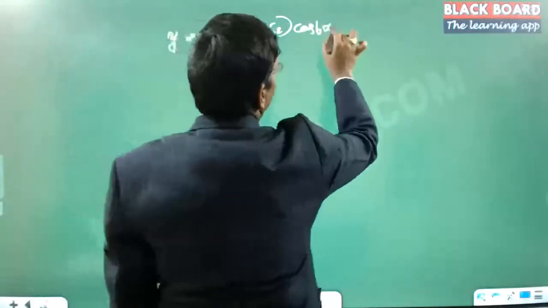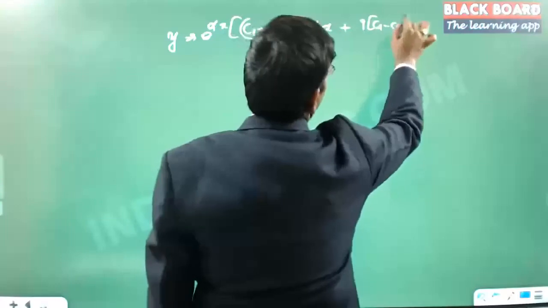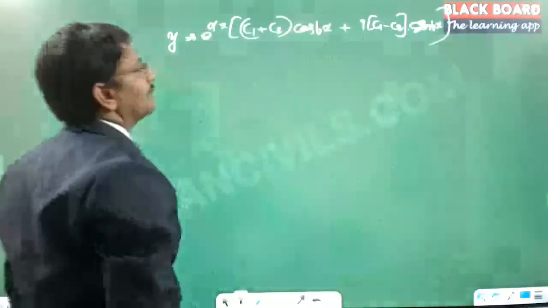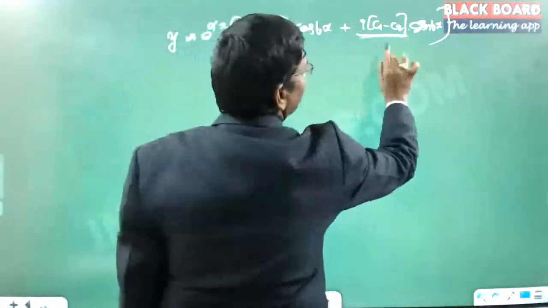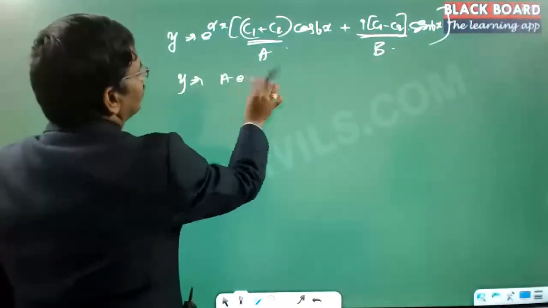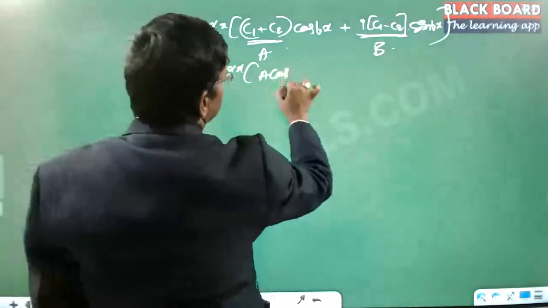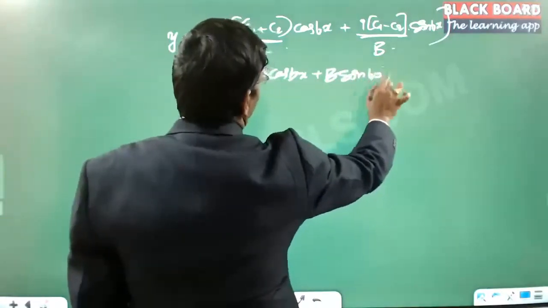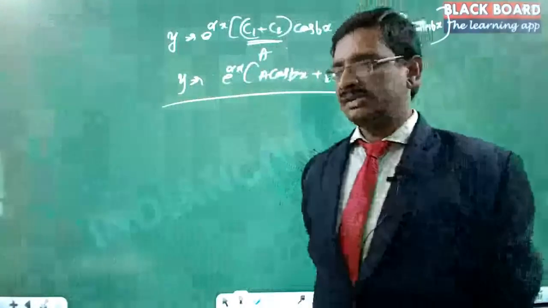plus i times (c1 minus c2) sin bx]. Right? So this I will call a simple constant a, and this entire complex value I will call a simple constant b. So y is equal to e power alpha x into (a cos bx plus b sin bx). And this way we arrived at the complex conjugate roots as sine and cosine values.